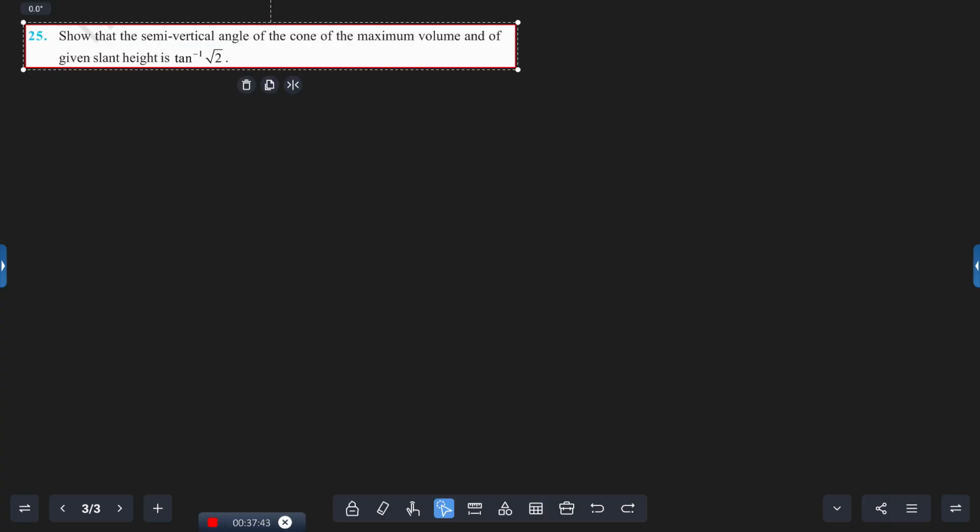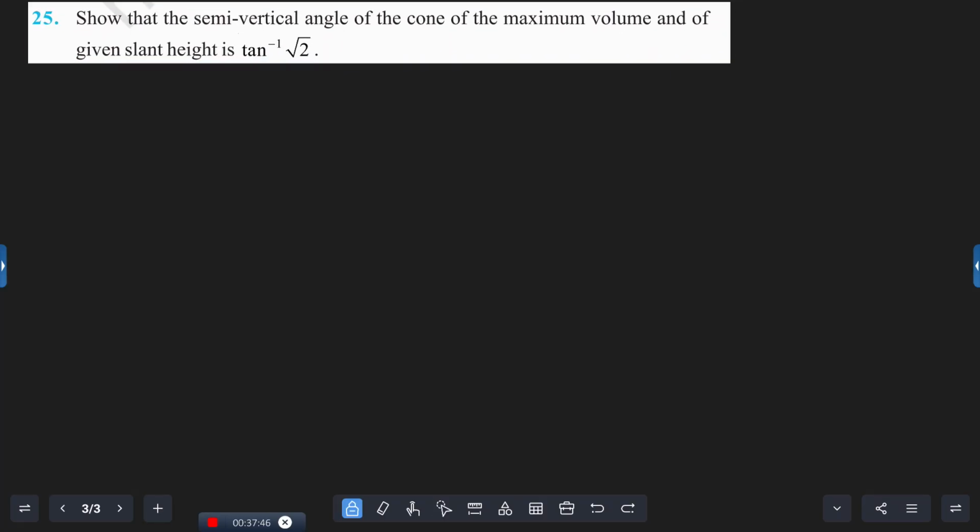Question number 25 is also one of the important questions. Listen. Show that the semi-vertical angle of a cone. So there is a cone first. Semi-vertical angle. This angle here is the vertical angle, because from there we have to draw one vertical line. Semi means half, so either this or that, any one you take. This will be R, here H, slant height L.